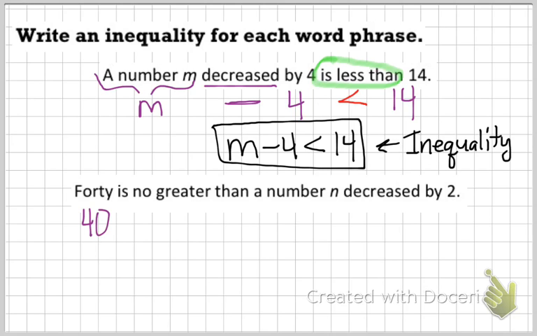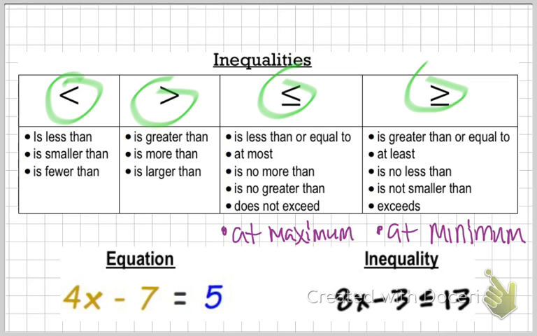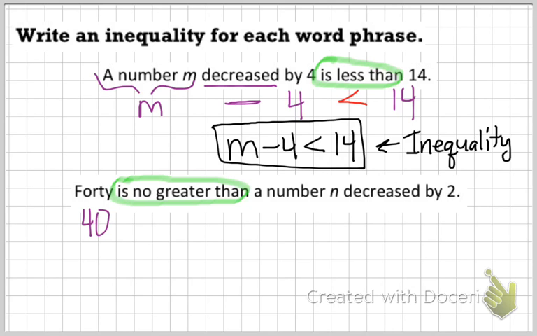40 is a number. Then it says is no greater than, which means it cannot be greater, it has to be less. So here is our inequality, is no greater than. And in case you forget, well, what was no greater than, go back to the keywords. Is no greater than is this inequality right here. So that means we're going to use the less than or equal to inequality for is no greater than.